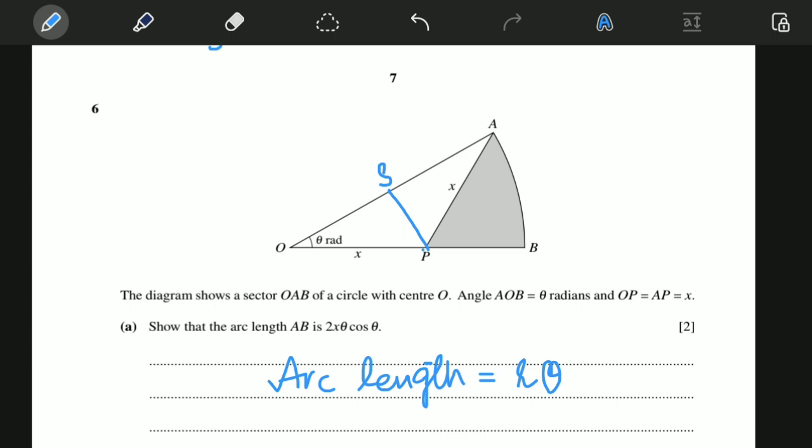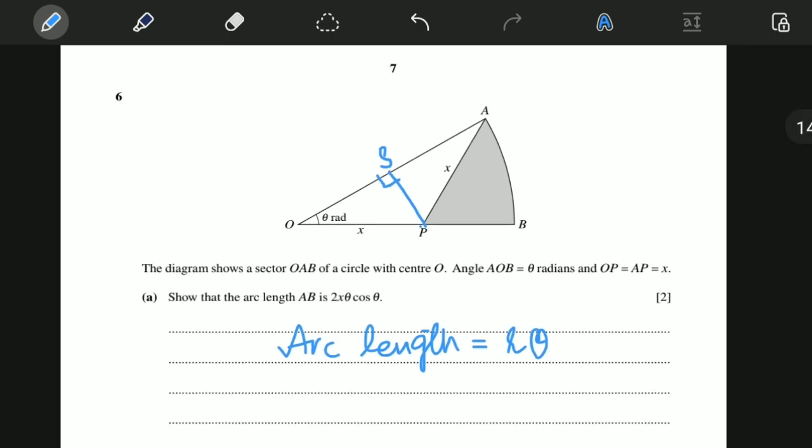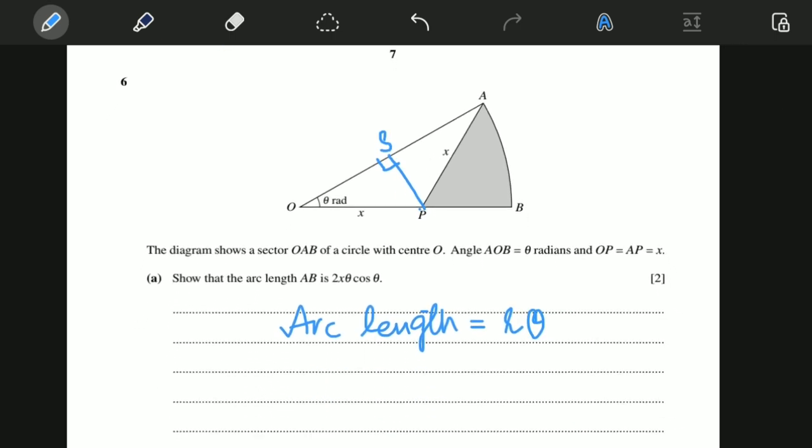And how can we find it? This is a right angle triangle, so let's see if this is your base and this is the hypotenuse. Which trigonometric ratio relates these two? Cos theta. Cos theta is equal to OS over X. Okay, so this OS is equal to X cos theta.